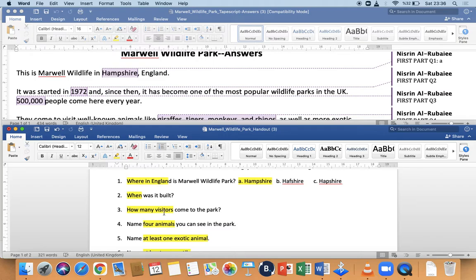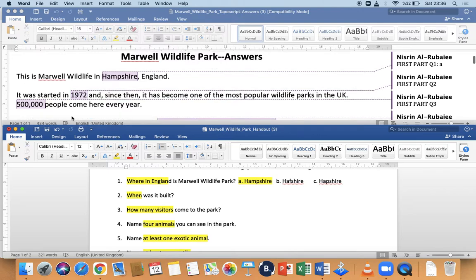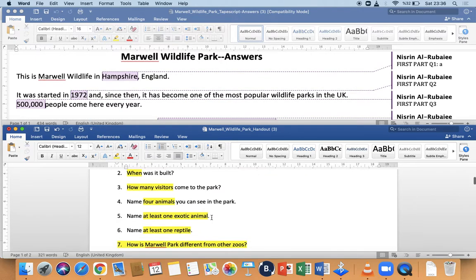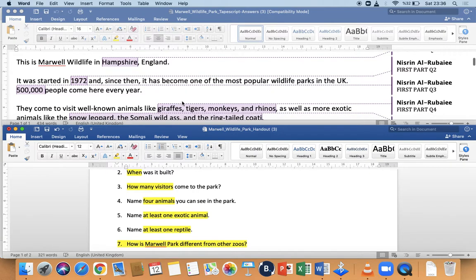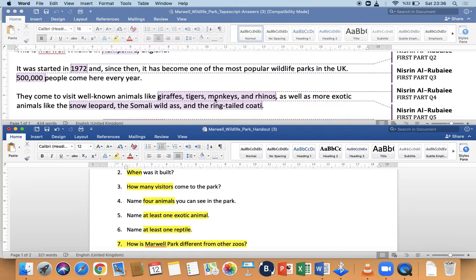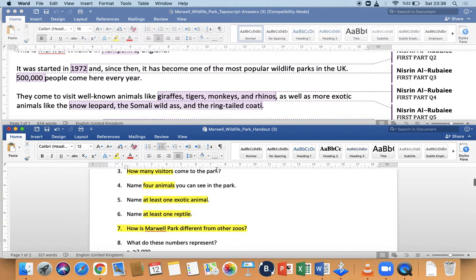How many visitors come to the park? 500,000 people come here every year. And next question, name 4 animals you can see in the park. Giraffes, tigers, monkeys, rhinos. We heard also flamingos, birds. You can also write them because there is not a limitation here.